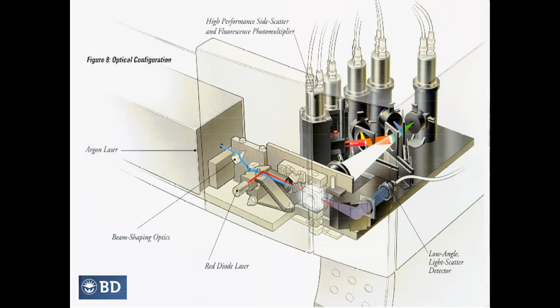This 3D schema shows the collection, excitation, and emission optics with the blue and red lasers, the flow cell, and forward scatter detector. Behind is the collection lens, dichroic mirrors, and in front of each of these light detectors, which are photomultiplier tubes, is a bandpass filter.